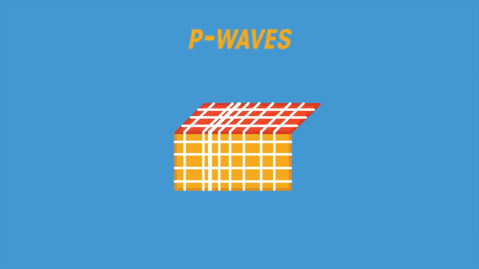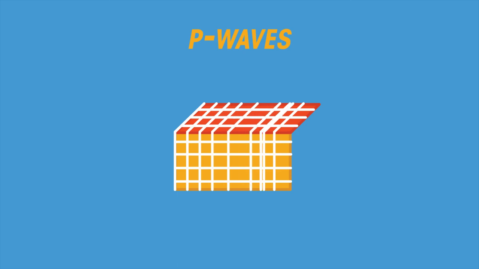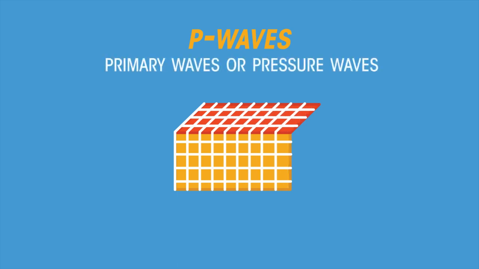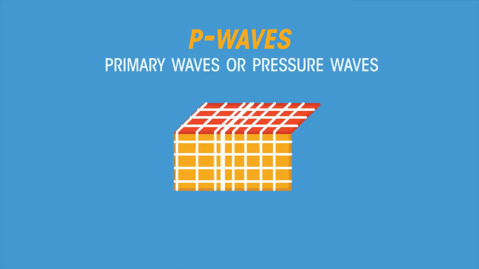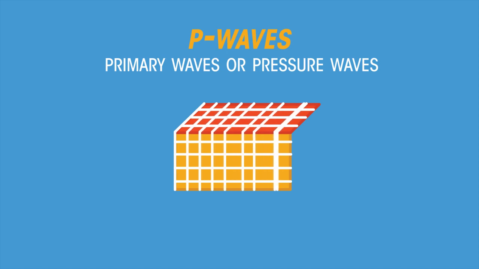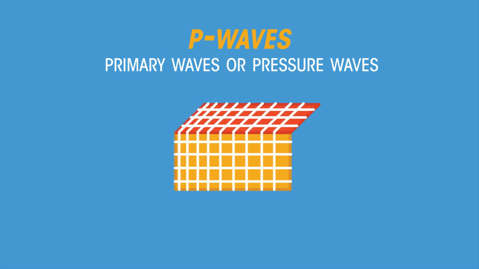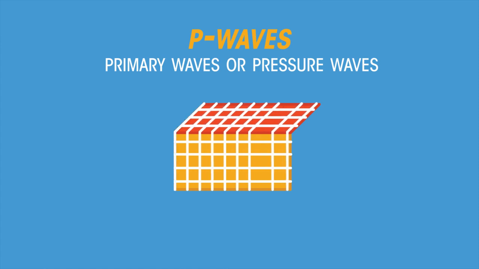P waves. These waves travel the fastest and are called primary waves or pressure waves, as they arrive at a distant location first. These waves compress and stretch the rocks as they spread out. P waves pass easily through both solids like rock and liquids like magma.